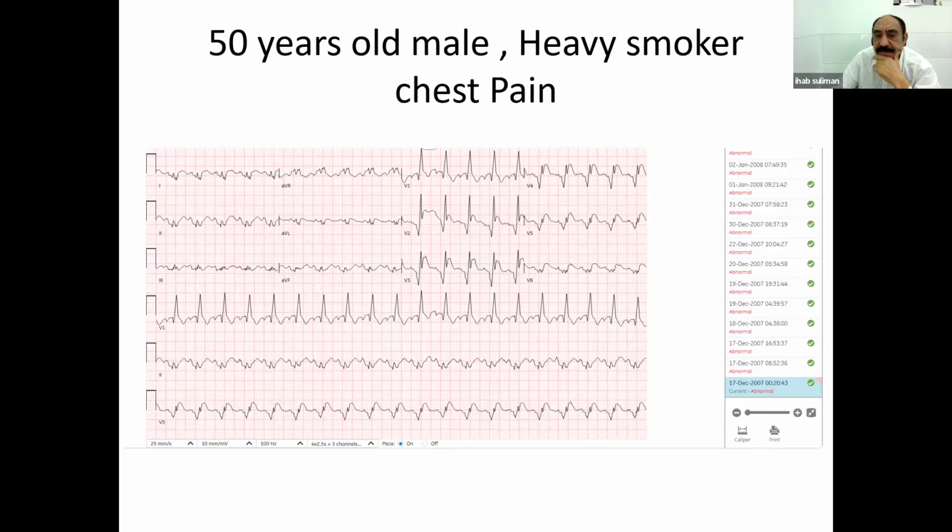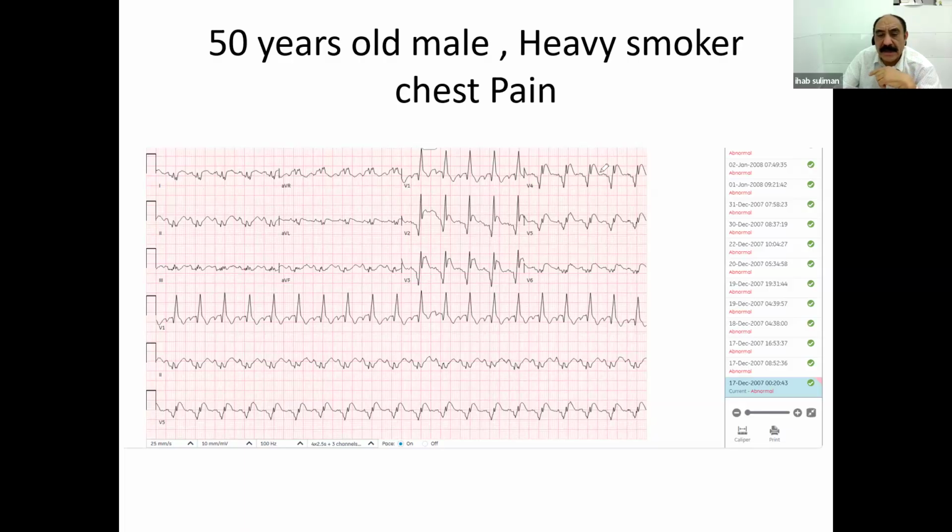Any suggestion? What is going on for this gentleman with chest pain, and he is a heavy smoker? I would like people to comment. If nobody would like to comment, I could comment.